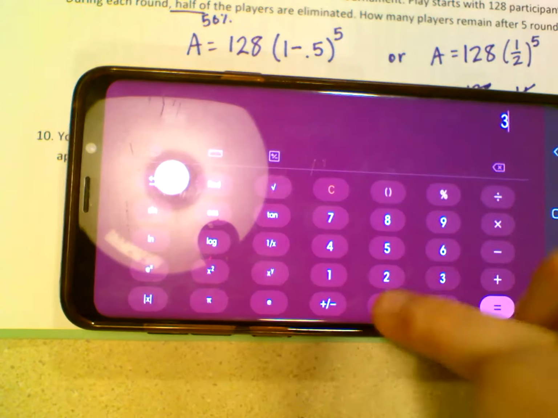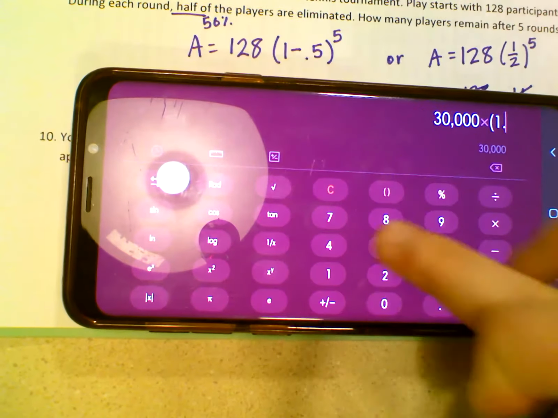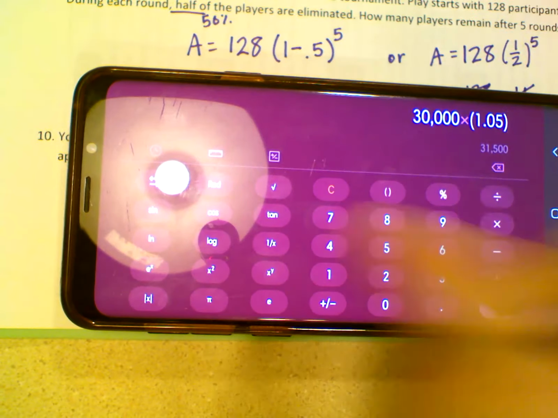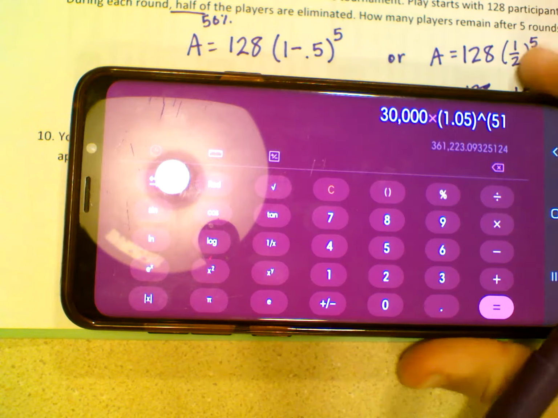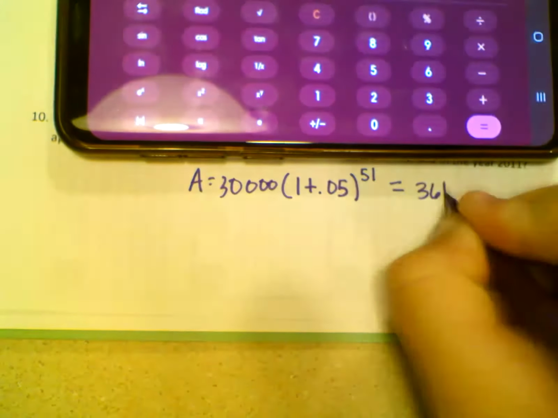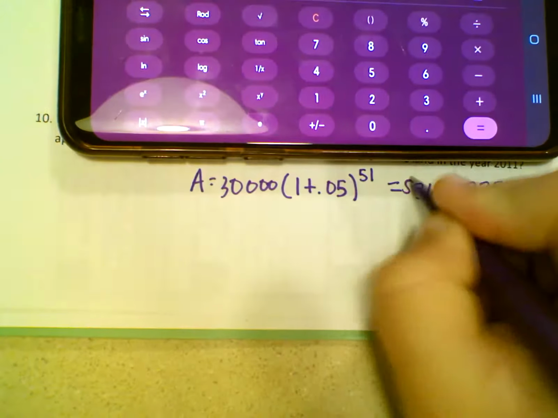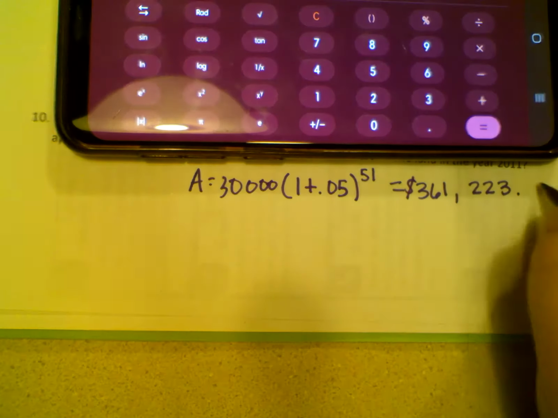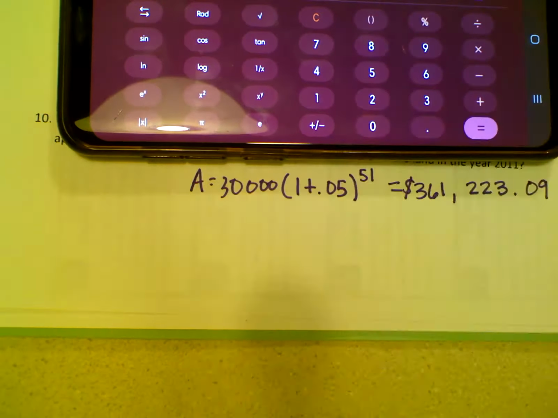300,000 times 1.05 to the power of 51 years. So that is about $3,612,223, and this is a value, a number, in terms of money. This is money, sorry. And then so that would be 0.09. So 9 cents.